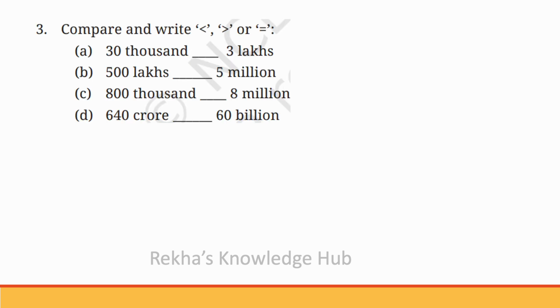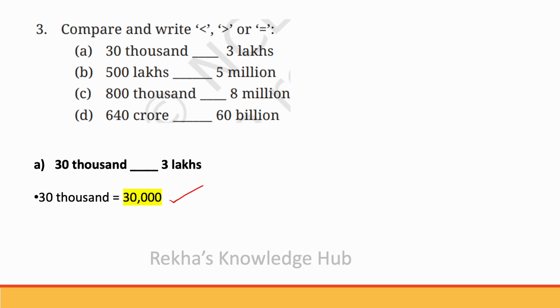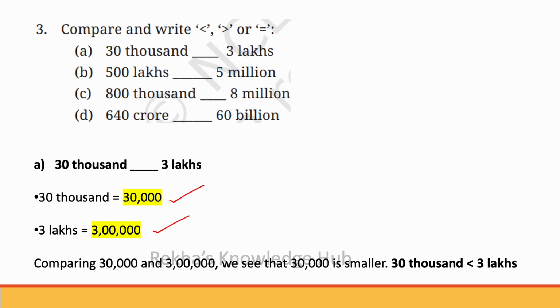Next, compare and write less than, greater than, or equal to. First one, 30,000 and 3 lakhs. We can write 30,000 like this: 30,000. Then 3 lakhs: 3,00,000. Which one is bigger? 3 lakhs is bigger. So comparing 30,000 and 3 lakh, we see that 30,000 is smaller. So 30,000 is less than 3 lakhs.